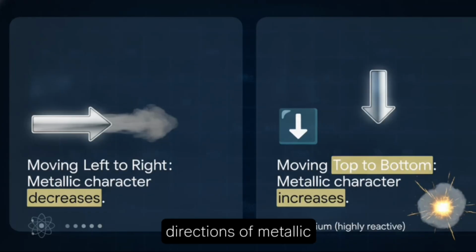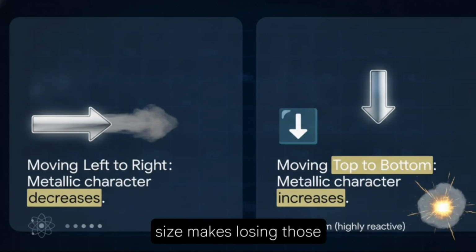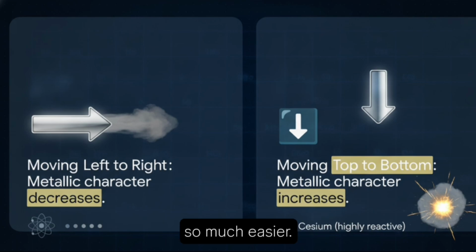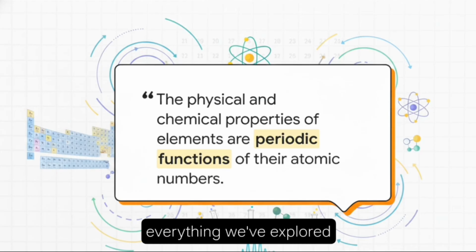Now let's contrast the directions of metallic character. Moving left to right, metallic character decreases. We just learned that atoms hold tighter to their electrons on the right side, so it makes total sense that it's harder for them to act like electron-losing metals. But moving top to bottom, metallic character increases, because larger atomic size makes losing those faraway outer electrons so much easier. This proves that traveling down the map creates far more reactive metals. For instance, cesium, which is way down at the bottom left, is incredibly reactive compared to lithium right up at the top.